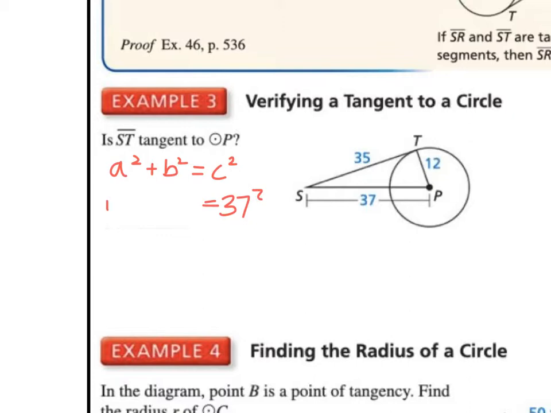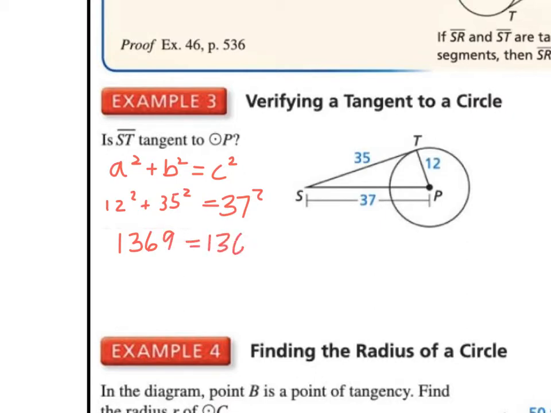And then 12 and 35 for B and A. If you don't have a calculator, grab one. So 12 squared plus 35 squared should get you 1369. What is 37 squared?